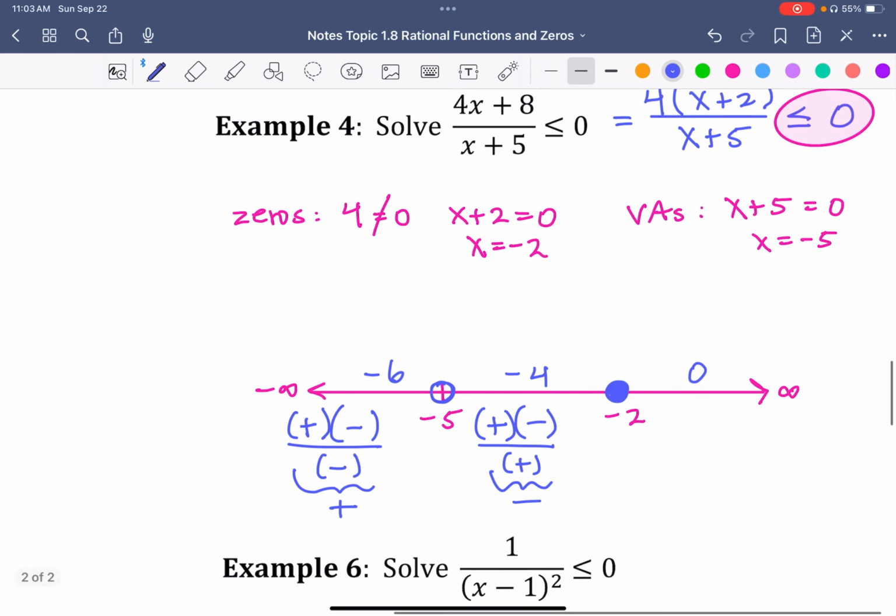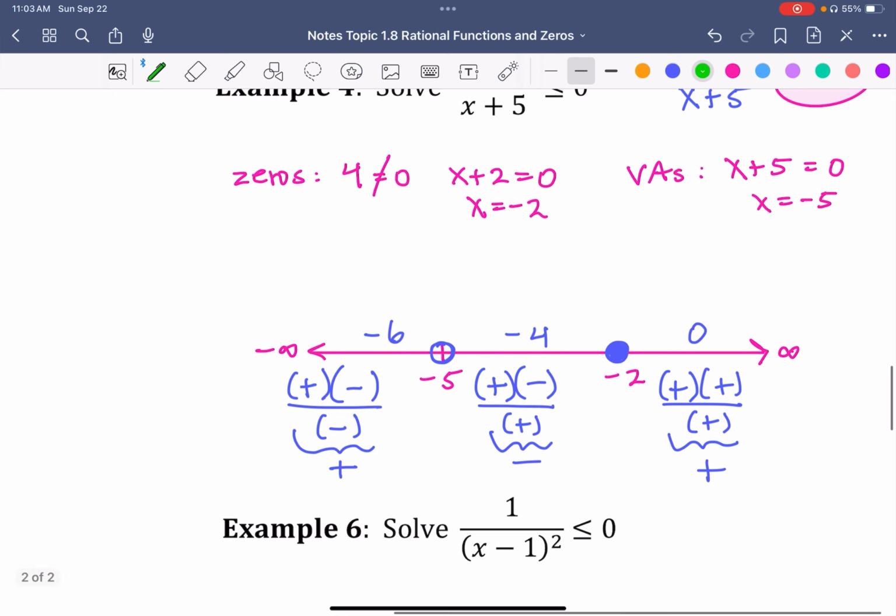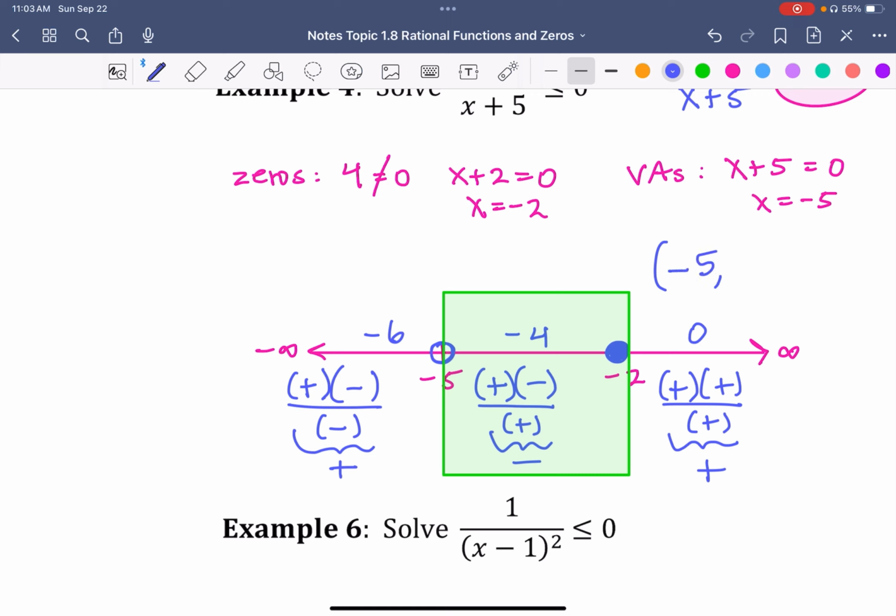Next, we have 0. The positive 4 never changes. 0 plus 2 is positive, and 0 plus 5 is positive. So this whole interval is positive. We were looking for where y is less than or equal to 0. So I'm looking for the interval where we ended up with a minus, which is this one here. When I write my answer, I see the negative 5 has an open circle, so it'll be parentheses, negative 5, and then it went to negative 2, which is closed, so the negative 2 will have a bracket. Okay, so negative 5 to negative 2 is the final answer.